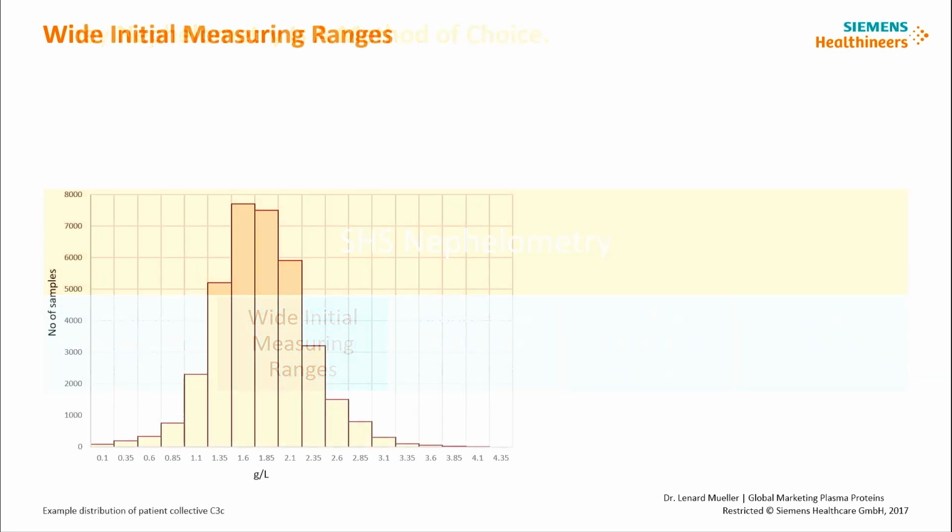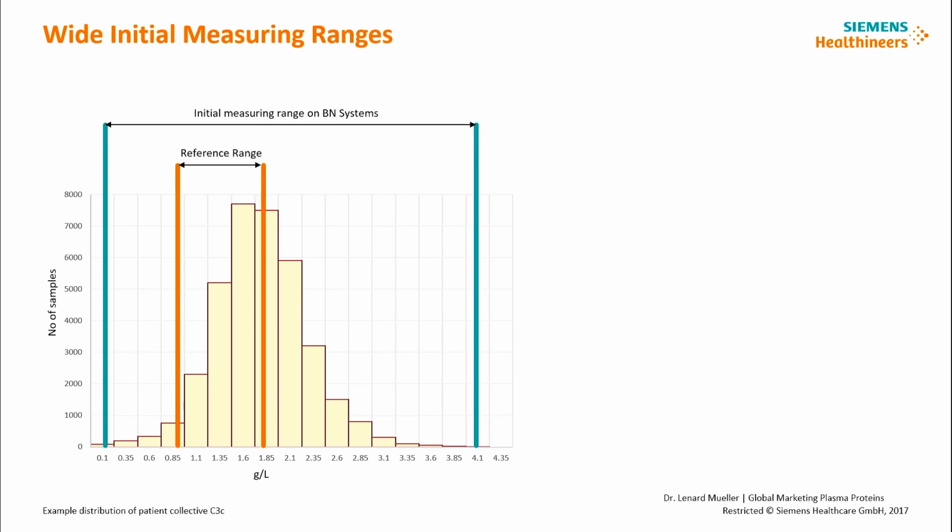And also for this reason, for the reasons I've mentioned, we are giving a very wide initial assay measuring range. What does it mean for the lab to give you a very wide assay measuring range? Why is it important to have the initial assay measuring range as wide as possible? What is the impact on the results?